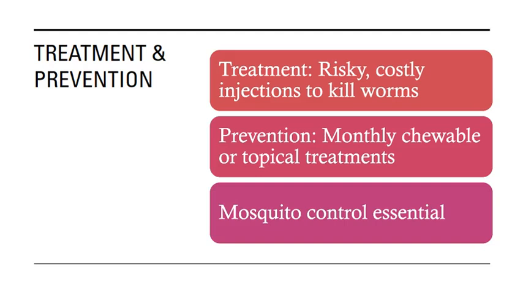For treatment and prevention, treatment for heartworm disease is costly and risky, involving months of injections to kill the worms. Prevention is much easier. Monthly chewable medications or topical treatments can keep dogs safe. Mosquito control is also critical. Treatment aims to reduce anemia and improve circulation in both the cranial and caudal regions of the body, which can become compromised due to the worms.